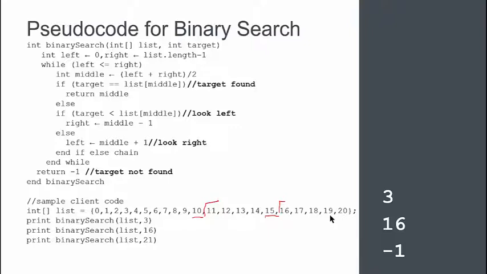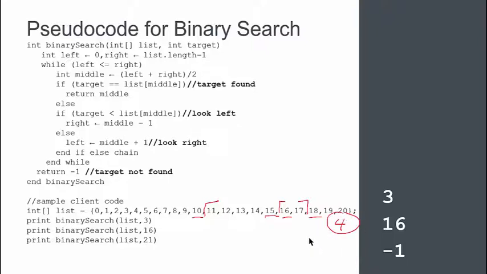Now the new middle position is 18, because 16 plus 20 is 36. Half that, we get 18. Where is the 16? It's to the left. Now we find a new middle position, and it is indeed the 16. It took us 4 comparisons to find the 16.